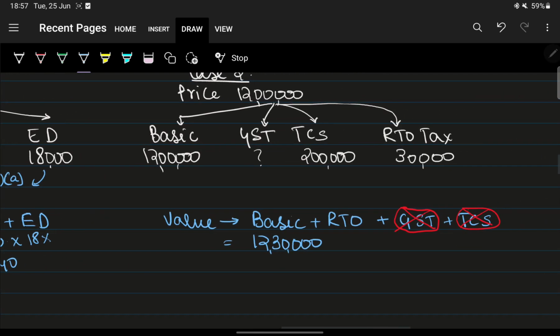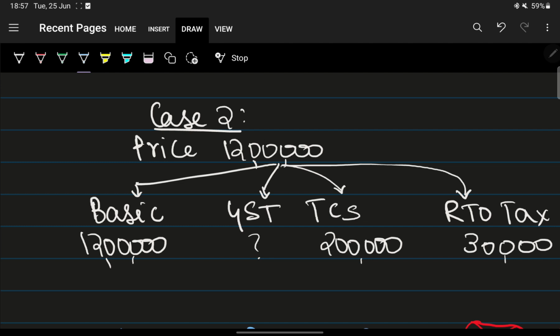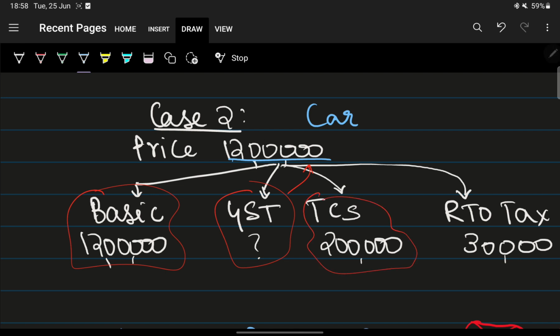Next, in case 2, there is a car that is being purchased. Let's assume the cost of the car is 12 lakhs. The basic is only 12 lakhs, and GST is not yet included in this price, which is okay. We are just going to ignore it. This TCS is also not included in the price, because the basic is only 12 lakh.